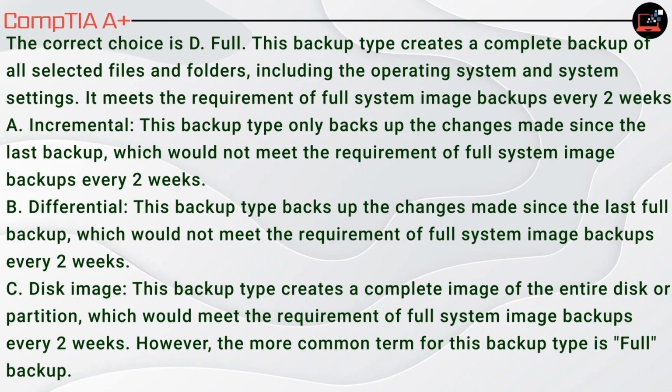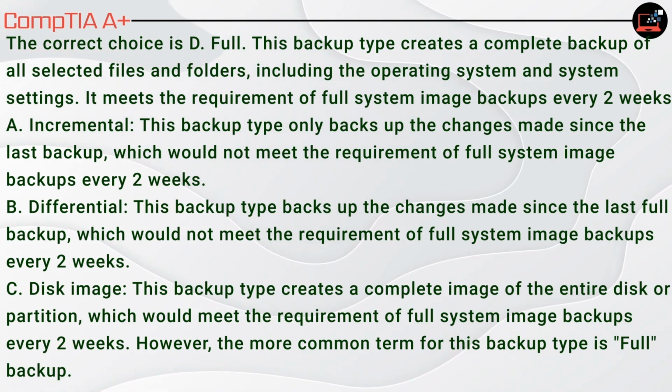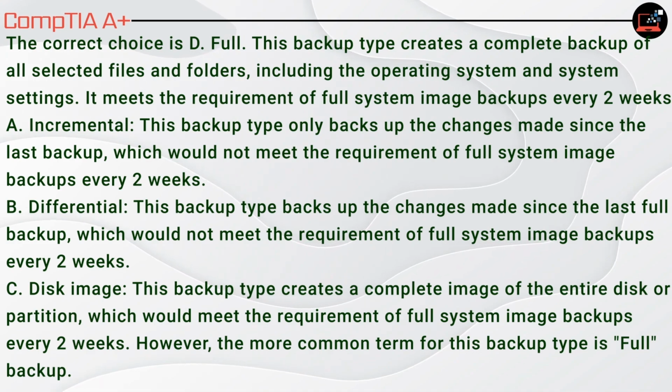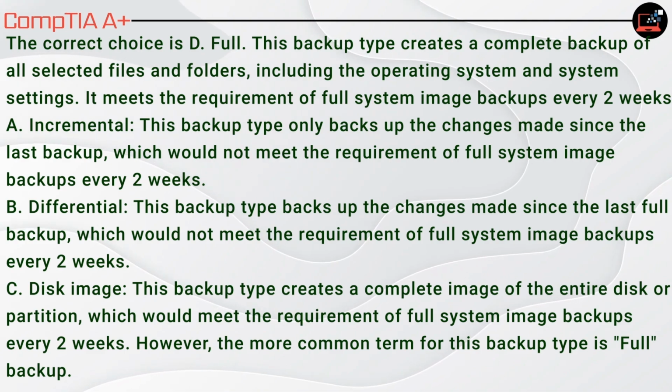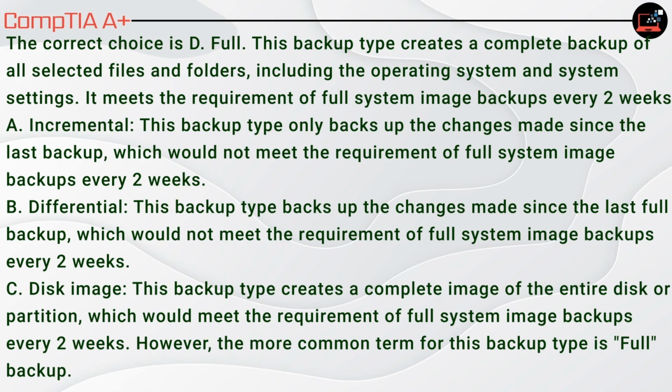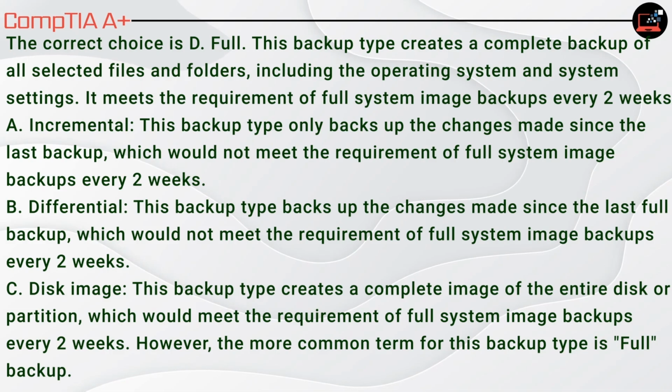B. Differential. This backup type backs up the changes made since the last full backup, which would not meet the requirement of full system image backups every 2 weeks. C. Disk image. This backup type creates a complete image of the entire disk or partition, which would meet the requirement of full system image backups every 2 weeks. However, the more common term for this backup type is full backup.